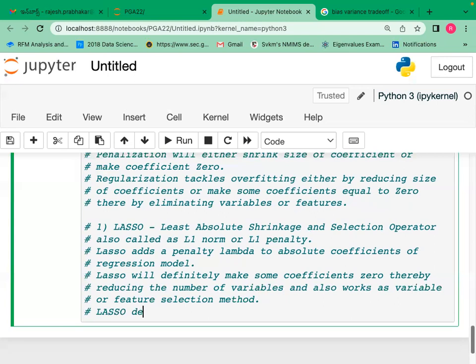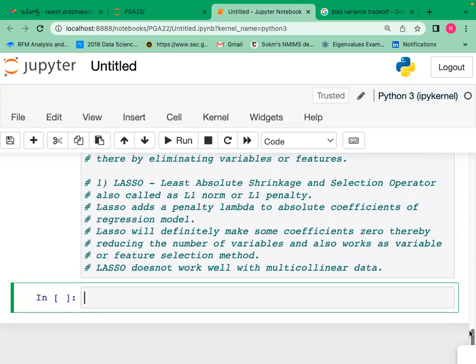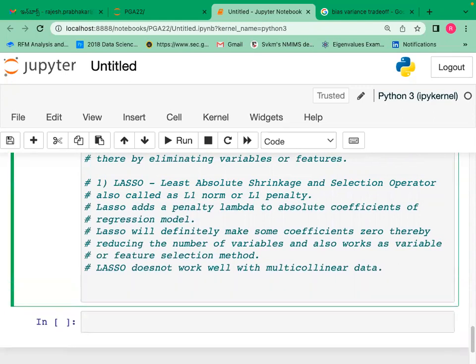Lasso does not work well with multicollinear data. So you should use it on data that does not have multicollinearity, or you should remove multicollinearity and then use Lasso. If there is multicollinearity, Lasso does not work well.